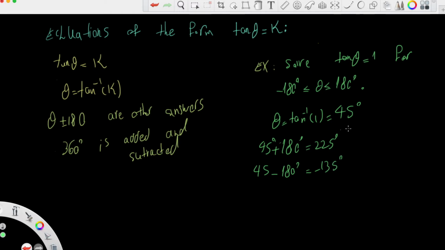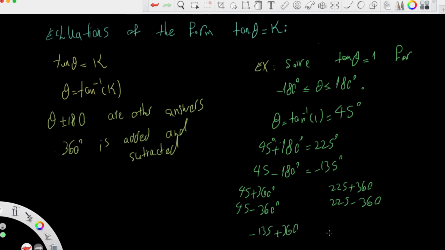Then we have 3 answers so far. So we go for complete rotation. So 45 plus 360, 45 minus 360. Then 225 plus 360, 225 minus 360, and the third angle, negative 135 plus 360, negative 135 minus 360. All are in degrees.